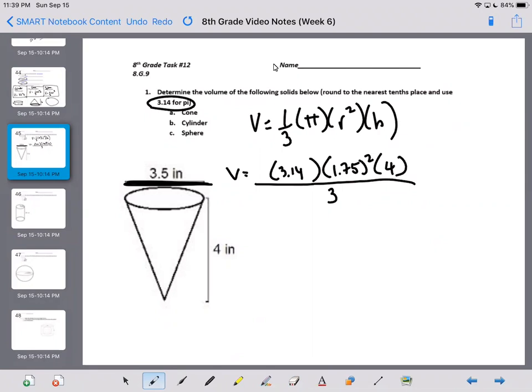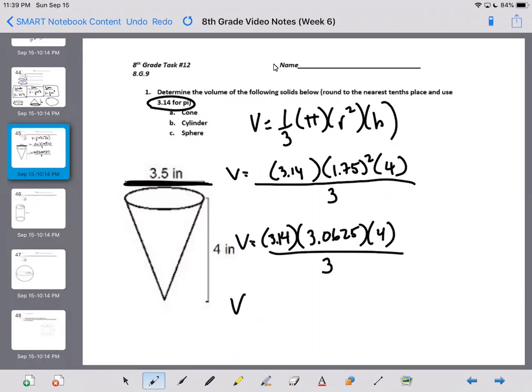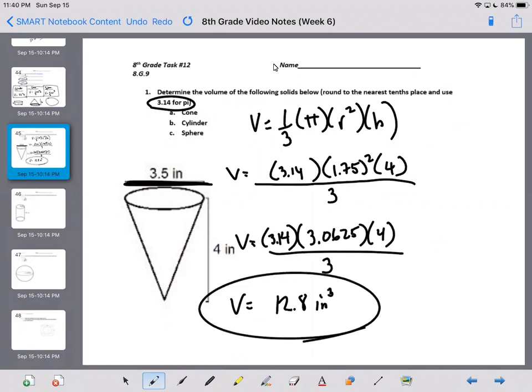So when you square 1.75, you're going to get a value. You've got your height and you've got pi, and you're going to divide it all by 3. So when you do so, you're going to get about 12.8 cubic inches, cubic due to volume.